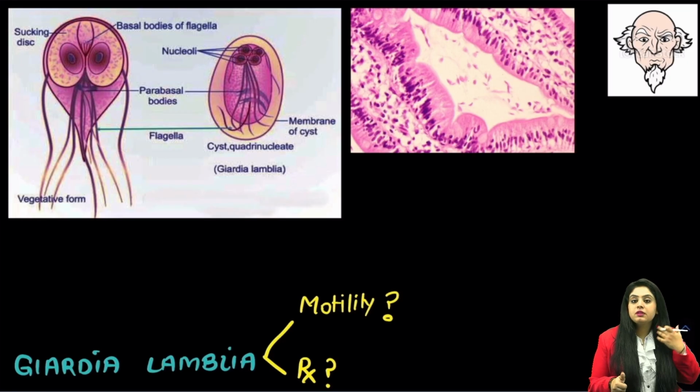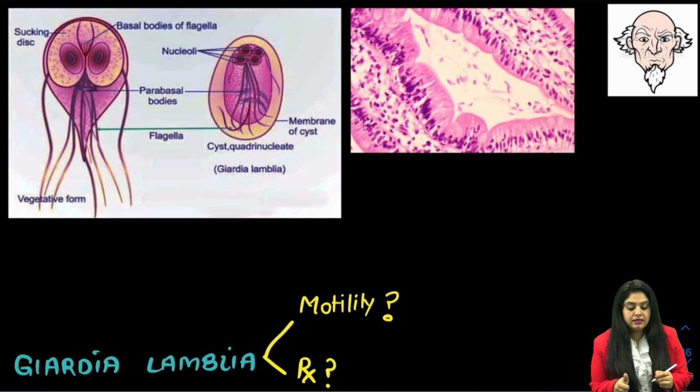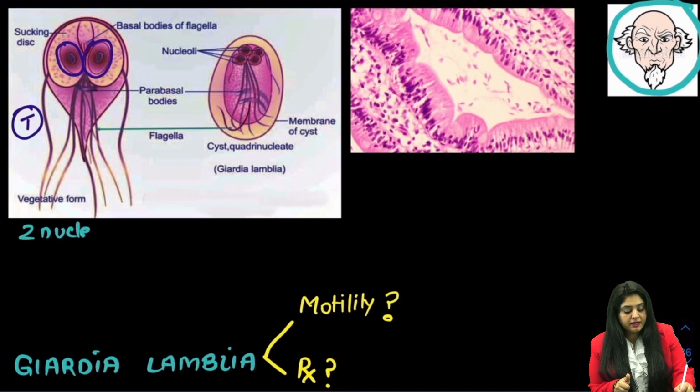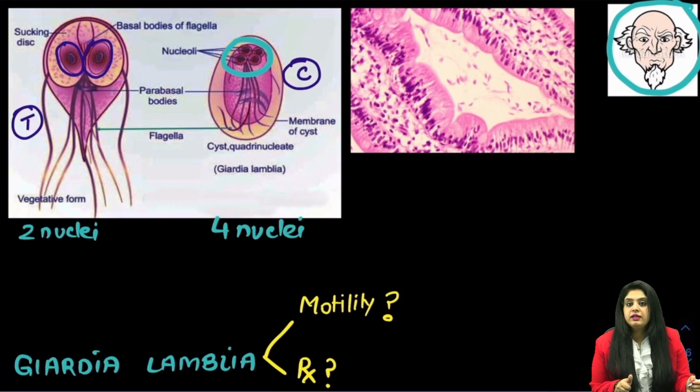Please note, when I'm talking about Giardia lamblia, why did I call him an angry old man, as you see over here? So firstly, man has 2 eyes. So this Giardia lamblia is going to have how many nuclei? When I look at the trophozoite form, it is going to have 2 nuclei. But when I look at the cyst form, how many does it have? The cyst always has more number of nuclei. So I can see 4 nuclei over here.